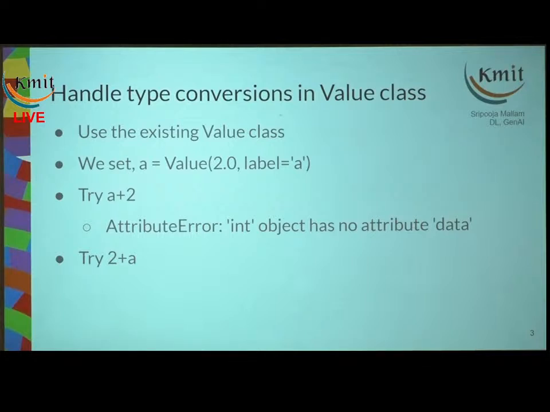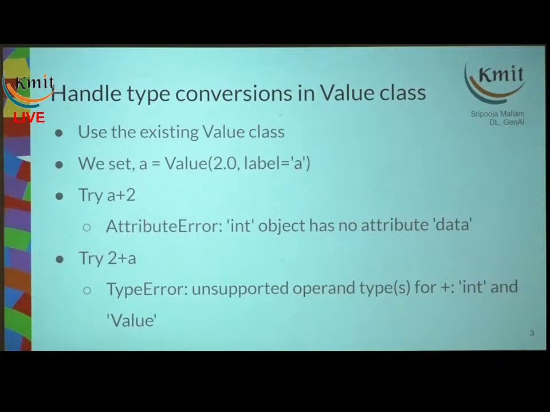Unsupported operand types. So different error, right? So where are the two errors stemming from? First one is an attribute error, second is a type error. So where are these errors coming from? What is happening in the first case and what's happening in the second case?